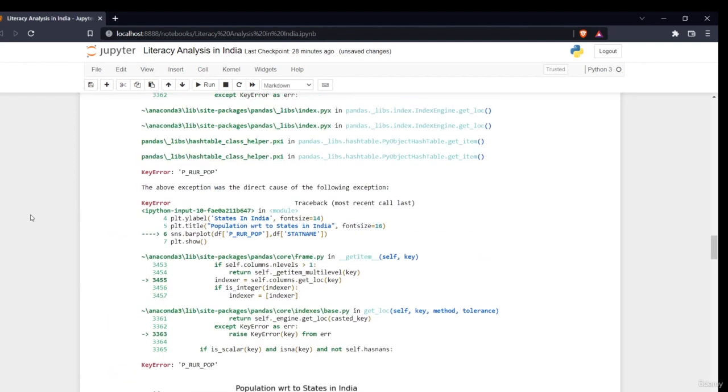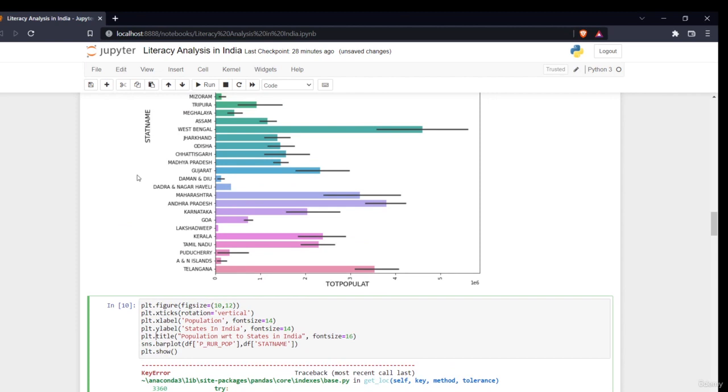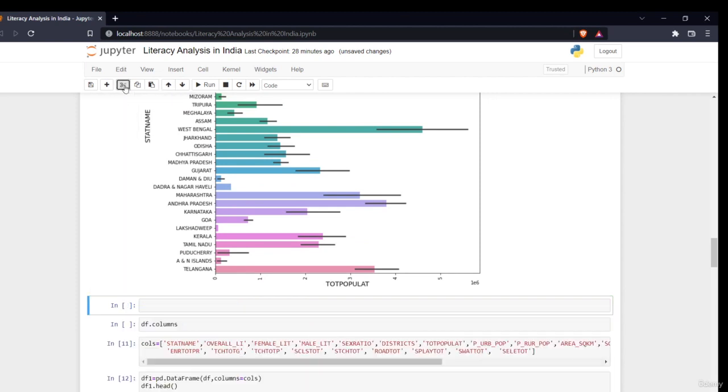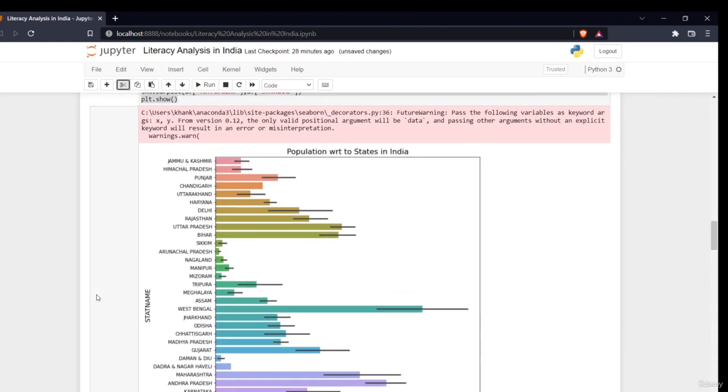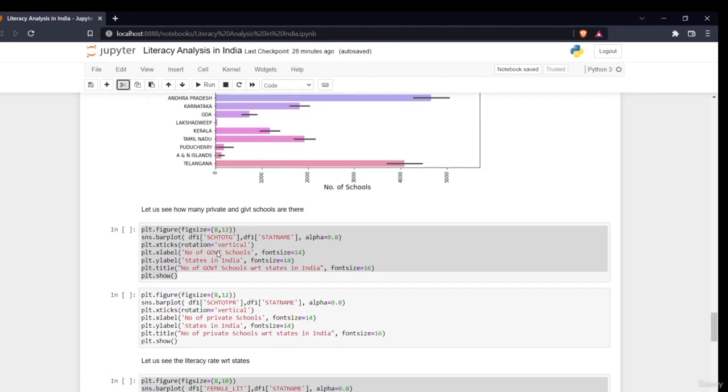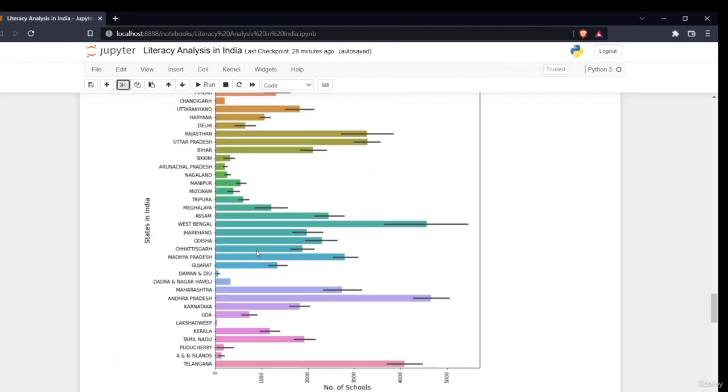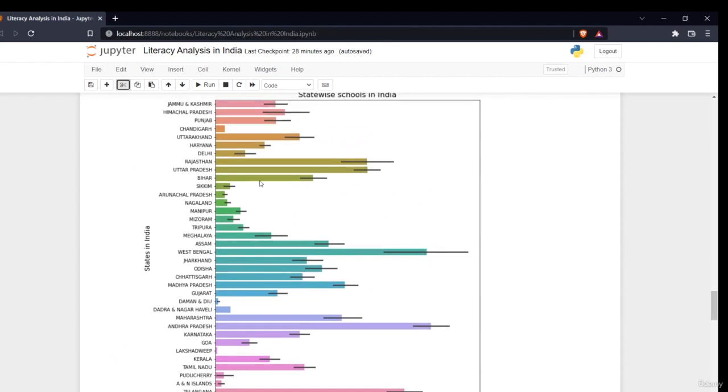Okay, let me just delete this. If you go and see, the population is also very low, and maybe that can be the cause. But as we see, Uttar Pradesh is a big state, and Rajasthan is also a very big state, but the schools are not that many here.